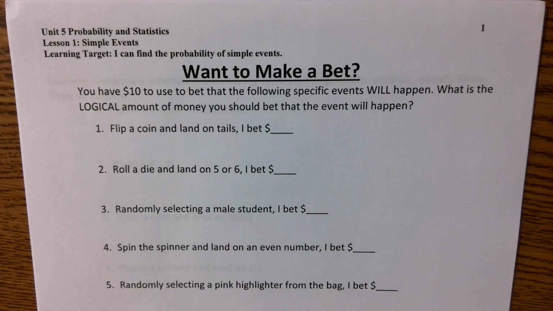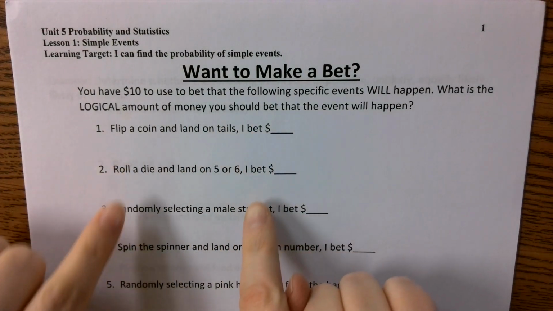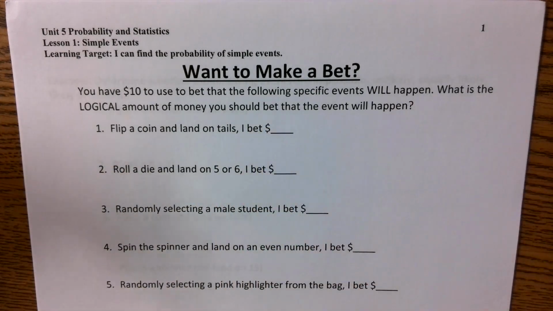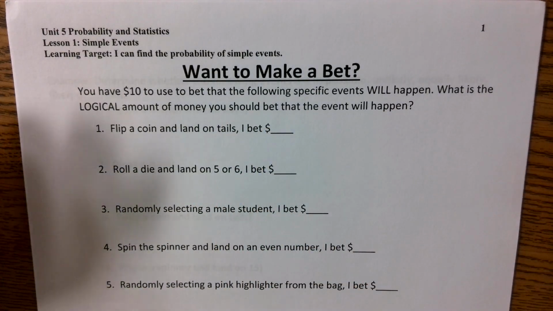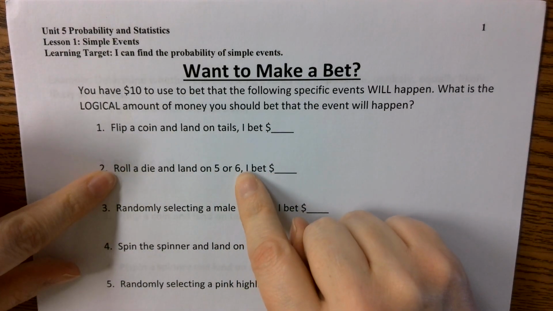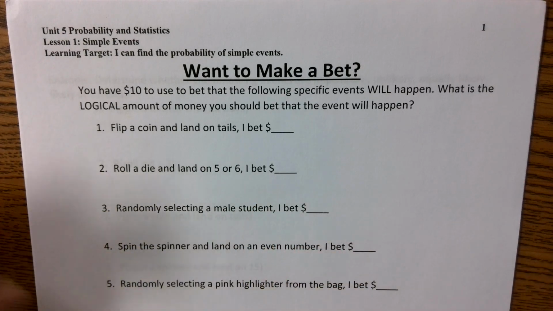Okay, so the first thing that we are going to do is we're going to pretend that we've got $10 to be able to place bets on several different kinds of activities. And we'll say that that $10 starts over every single time. So you've got $10 for this activity, $10 for this one, $10 for this one, so on and so forth.